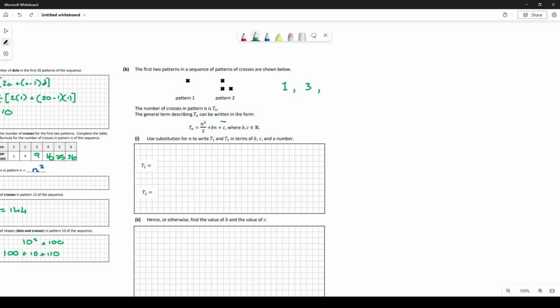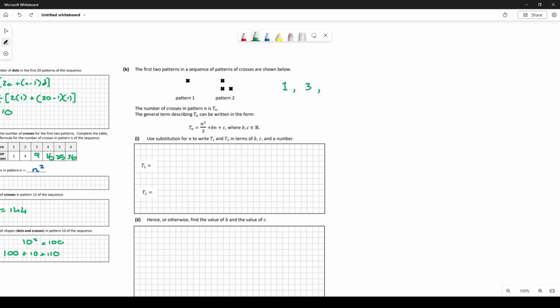The b and the c is what they want you to worry about, which is fine, because we're class at that. We'll be fine. Use substitution for n to write T1 and T2 in terms of b, c, and a number. So the wording might be scary to people who aren't maths people, but it's basically asking us to do exactly what we did earlier when I found T1 and T2, and I got two equations and did the simultaneous. And you notice down here when it says hence or otherwise find the value of b and c, that's where I'm going to do this simultaneous.